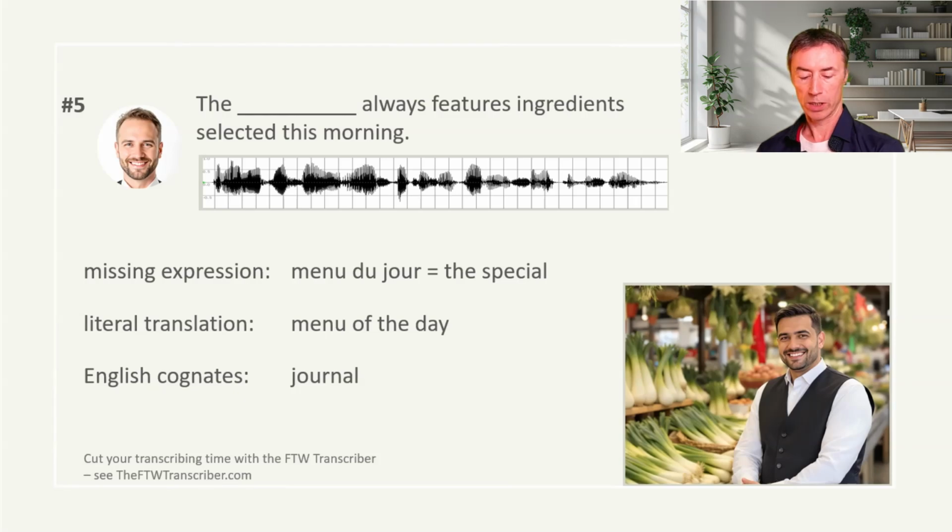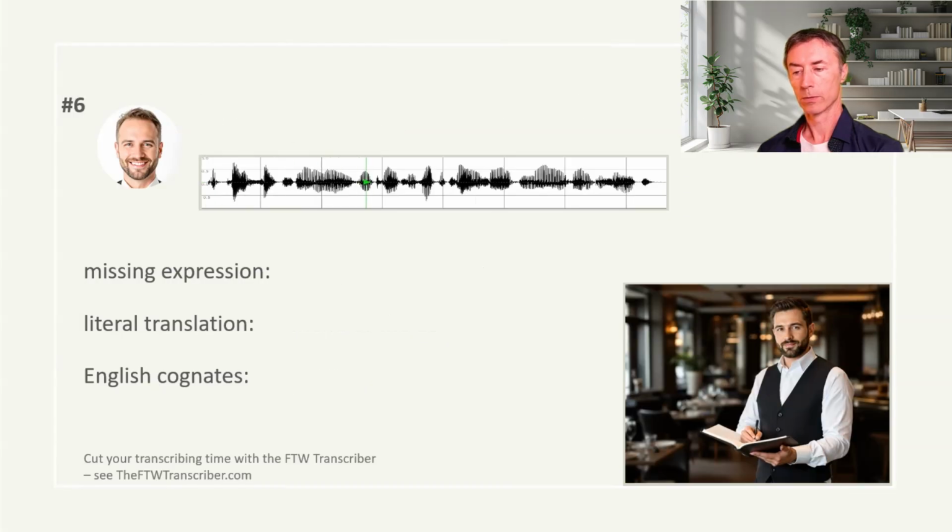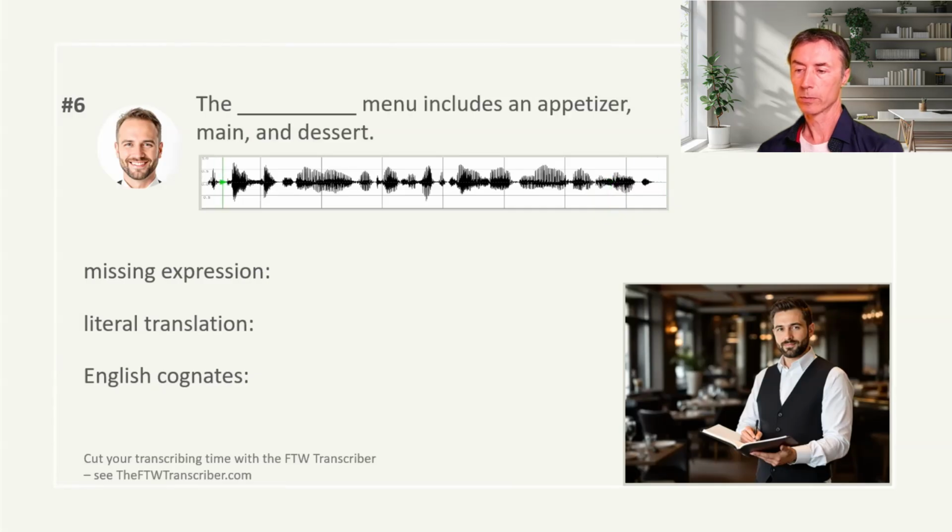Okay, next one, number 6. What is the French word or expression in this sentence? The prix-fixe menu includes an appetizer, main, and dessert. Let's have that again with the sentence on the screen. The prix-fixe menu includes an appetizer, main, and dessert. So the missing expression is prix-fixe, which means a set menu with choices.